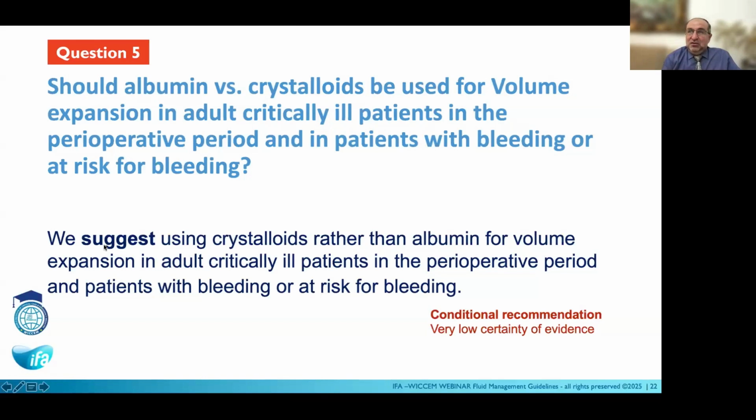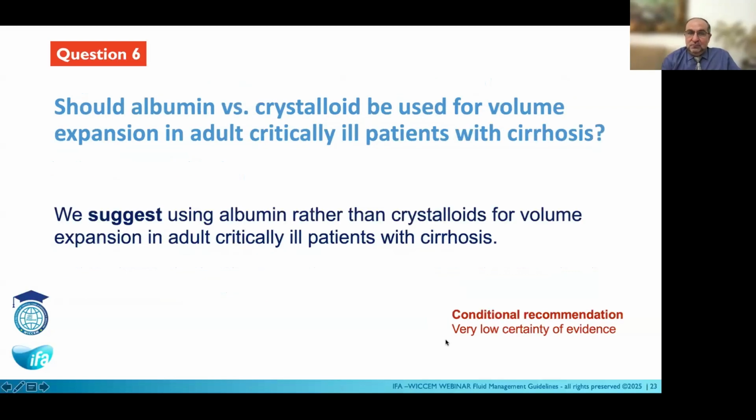Based on the cost and based on the availability, we suggest using crystalloids rather than albumin for volume expansion in adult critically ill patients in the perioperative period and those who are bleeding or at high risk of bleeding. This is a conditional recommendation with a very low certainty of evidence.